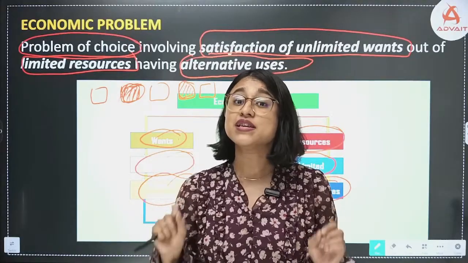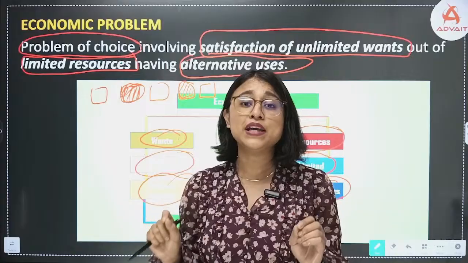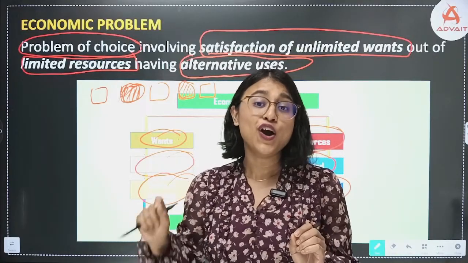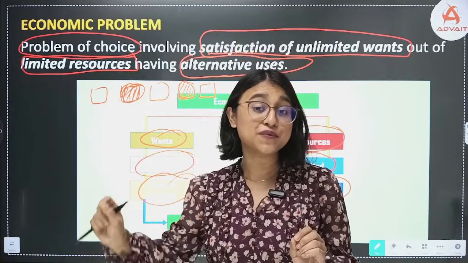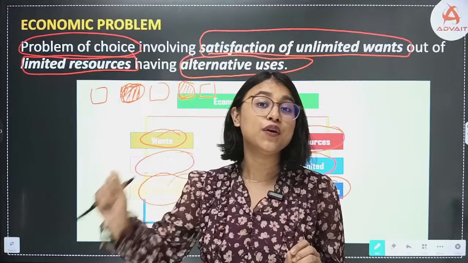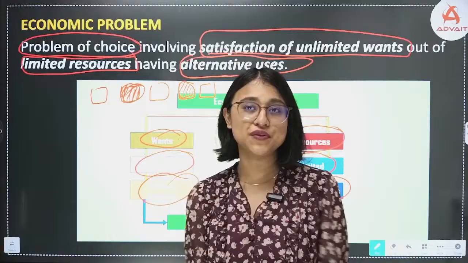And because there are alternative uses of the resources, we cannot simultaneously fulfill all the human wants. We'll have to fulfill human wants on the basis of scale of urgency. I hope this much is clear with you. Let's move to the next slide.